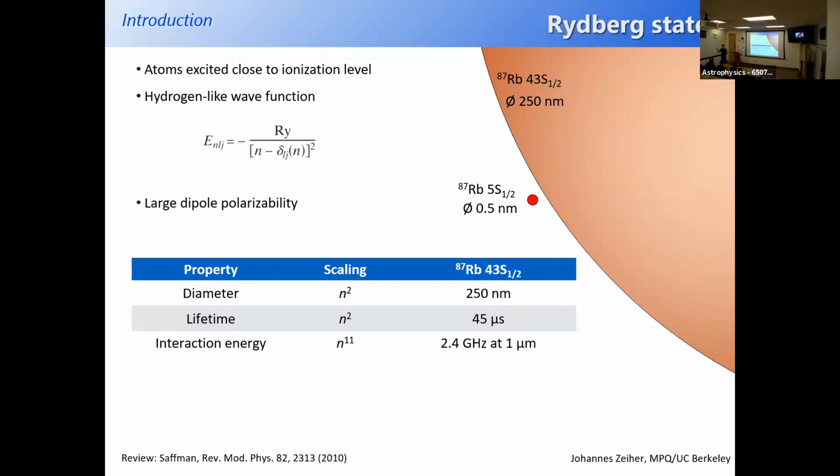So it's 2.4 gigahertz at 1 micron for the specific state. And that's an energy scale that if you compare it with temperatures or something in a cold gas, it's just orders of magnitude larger. So just to give you an idea, 2.4 gigahertz are about 15 millikelvin, and the temperatures of the gases that we start out with are nanokelvin. So it's a vastly different energy scale. And this is actually the special thing about these Rydberg states. They have very, very different energy scales.